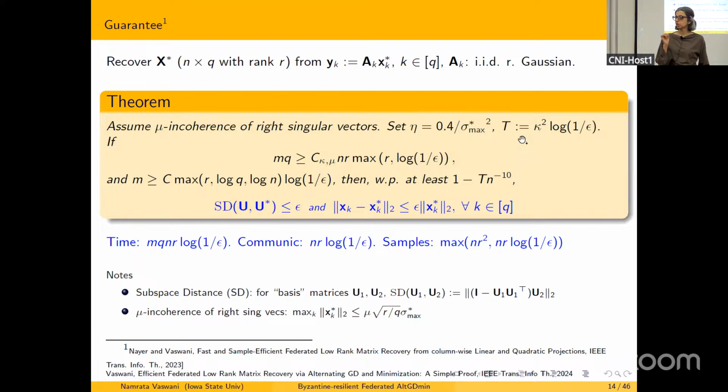Your number of iterations is log 1 by epsilon, so there's exponential error decay. The number of samples you need is, okay, I'm treating kappa, which is the condition number of the rank R matrix x star, and mu as constants, which is again a standard thing. Then the number of samples you need is only a little more than NR, which is the minimum you would need for recovering U star. NR times larger of R or log 1 by epsilon. And under this assumption, you can prove exponential error decay, which is to say you converge to whatever epsilon you want in order log 1 by epsilon iterations. And for each column of xk, you can prove epsilon accurate recovery. All of this is with high probability. And the time complexity is this, communication cost is this, sample cost is this.